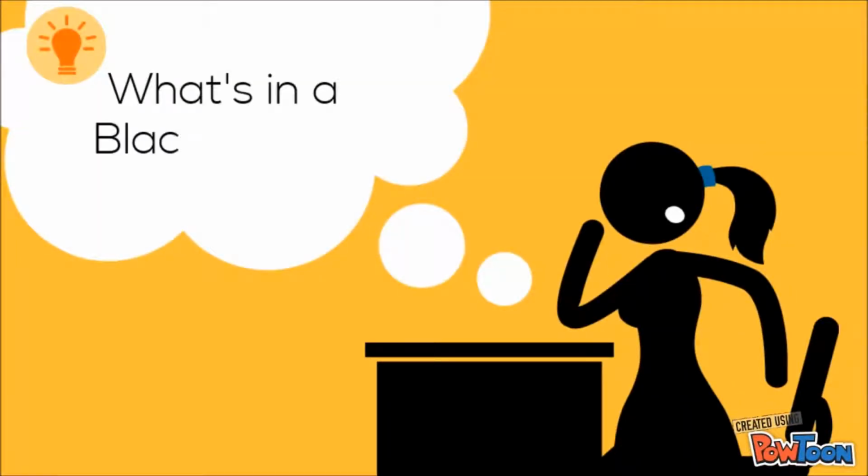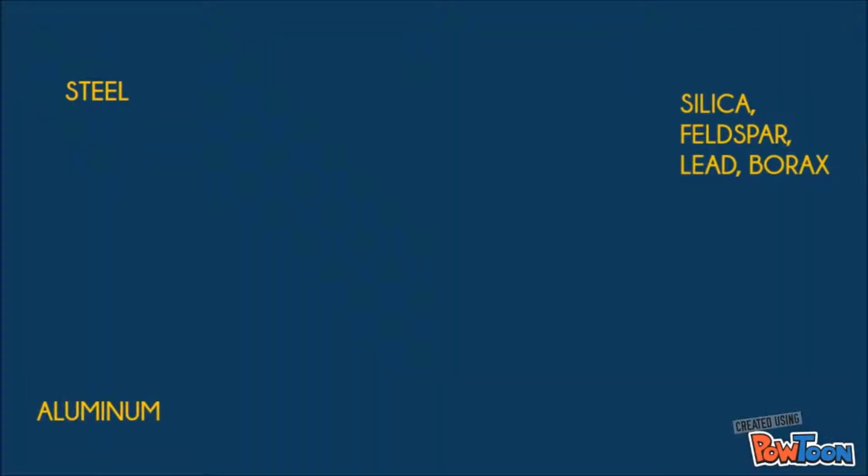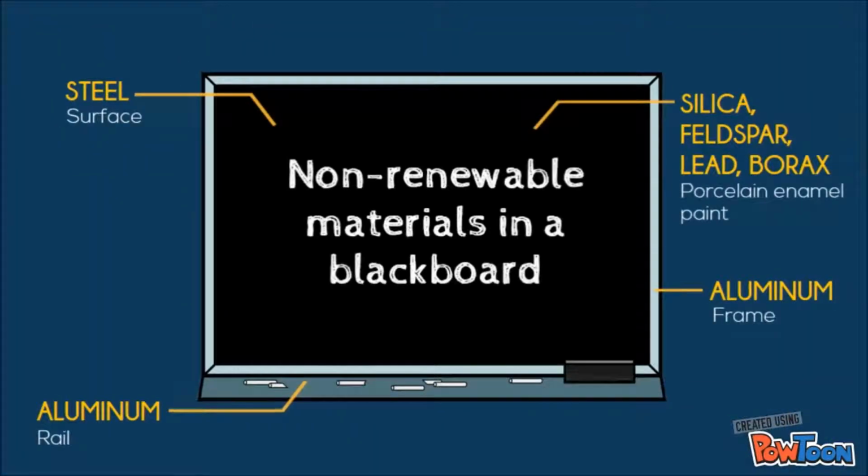In every classroom you look, you can find a blackboard. What materials are inside of one, and where are those materials found? The non-renewable materials inside a blackboard are steel for the surface, silica, feldspar, lead, and borax for the black paint coating, and aluminum for the frame and rail that holds the chalk and eraser.